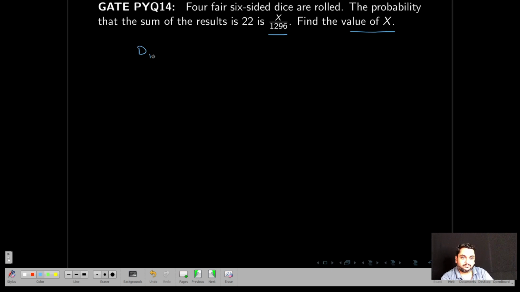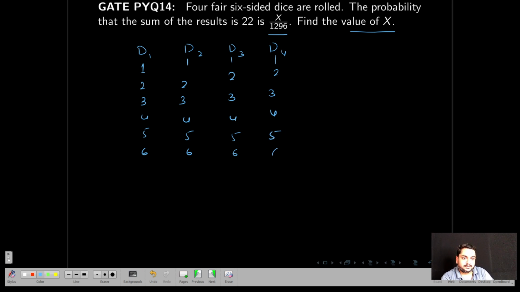They are saying there are 4 dice, D1, D2, D3, D4, which are rolled. So what are the combinations? 1, 2, 3, 4, 5, 6. Here also the same 1, 2, 3, 4, 5, 6. Here also 1, 2, 3, 4, 5, 6, and 1, 2, 3, 4, 5, 6. Now they are saying the sum is 22. P of S equal to 22 is already given as x by 1296.